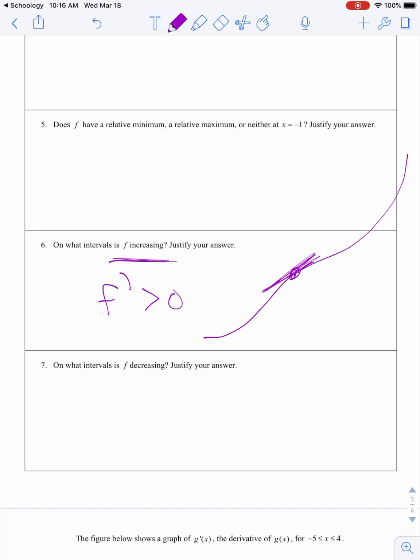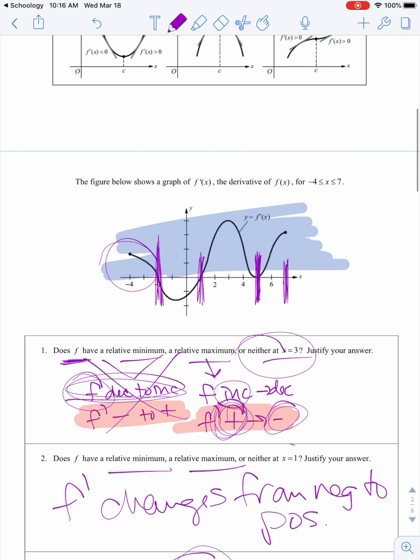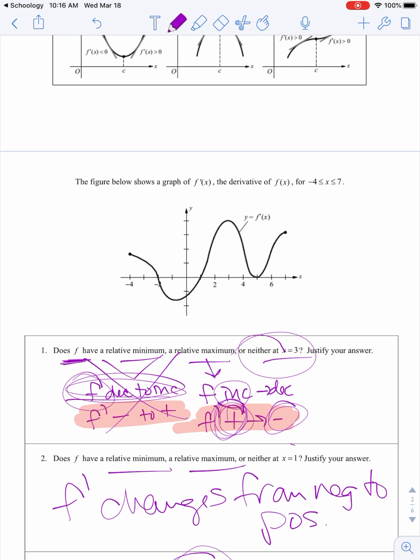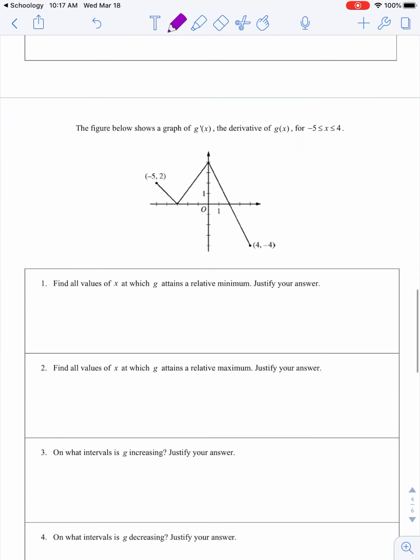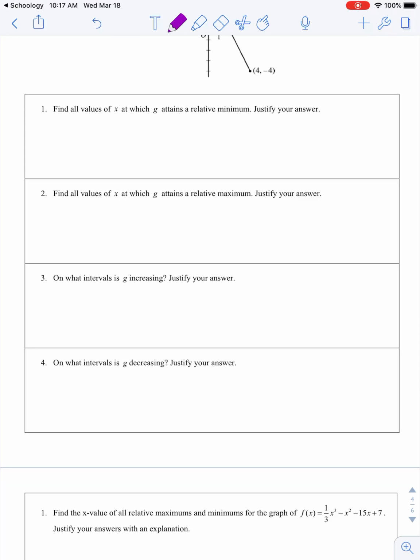And then for number 7, we're looking where the function is decreasing. That's when the derivative will be less than 0. So we would come up here. Where is the derivative less than 0, meaning negative? We're looking below the x-axis. Where is the graph below the x-axis? From -1 or -2 to 1. Okay, so that kind of explains that a little bit. So then you're doing the same idea here.